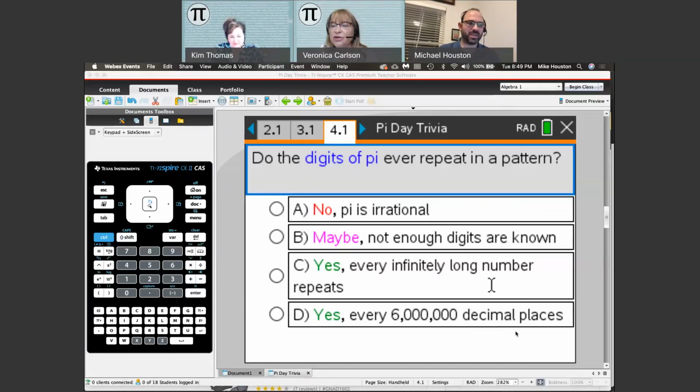And so there we have our results. We're getting a lot of participation. And there we go. We all know it is irrational. So that's awesome. Again, we're going to share this in a TNS file that you can share with your students. And if you have a Navigator system, you can always send these questions out.